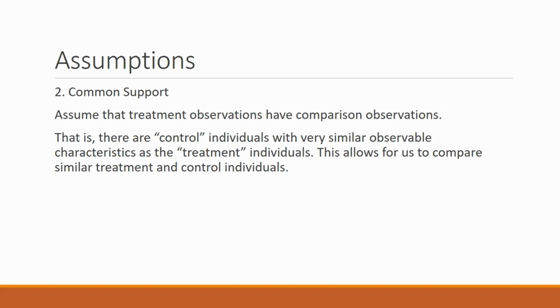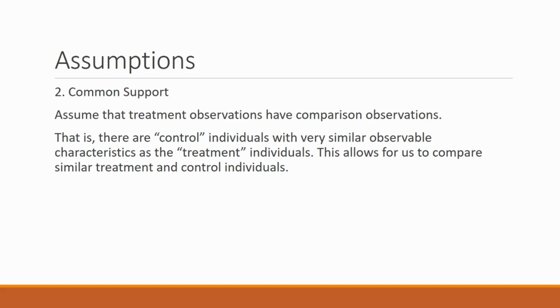Assumption number 2 is called common support. The common support assumption is that there are people in the treatment group and people in the control group that are comparable. Now remember, what we're doing here is that we are going to match people in the treatment group to people in the control group based on their propensity score. If we're going to match them, then there needs to be people in the treatment group and the control group that are comparable.